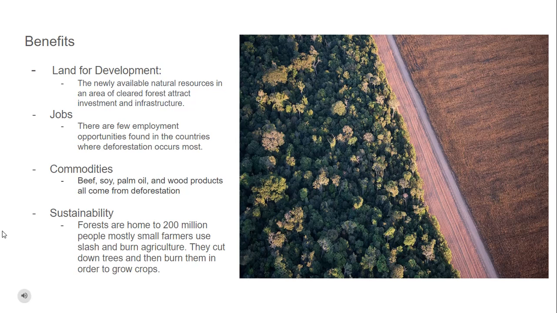deforestation is also sustainable. The forests are home to over 200 million people who are still small farmers who use slash and burn agriculture. This is where they cut down trees and then burn them in order to grow some of their crops and food.